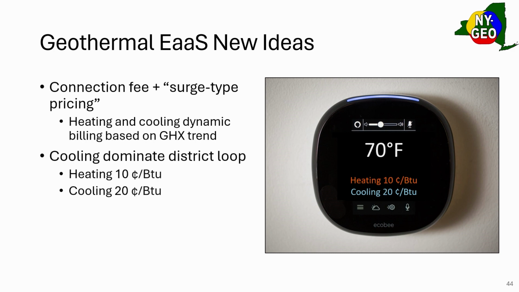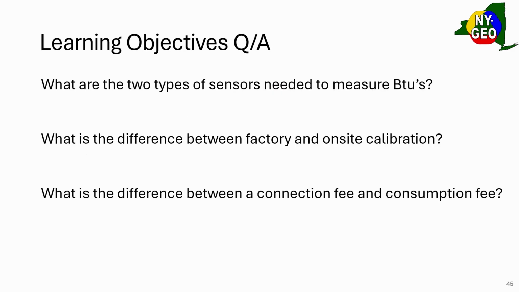Or if your loop flips to cooling dominant, maybe you rebalance every quarter or every year. But you could change the heating and cooling rates in terms of a consumption fee in a dynamic way that would align both the stakeholders and the tenants, which is kind of an interesting idea and something to consider.